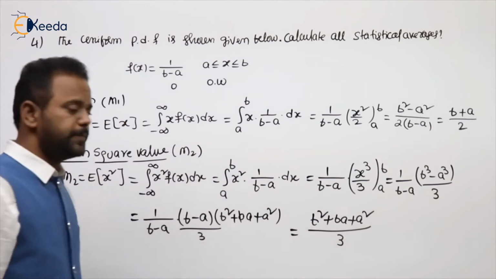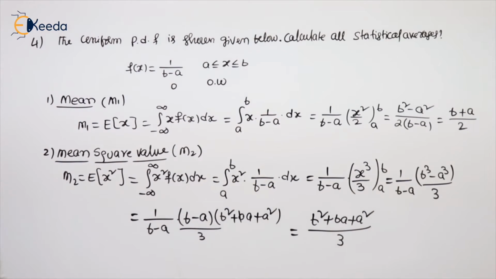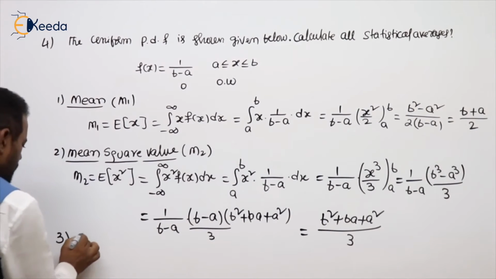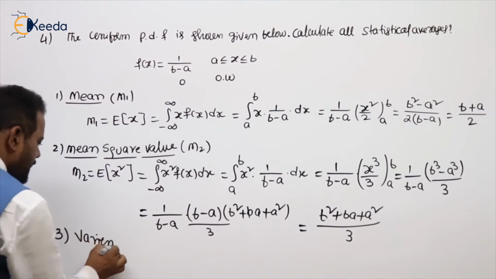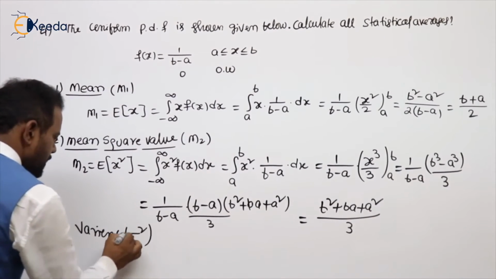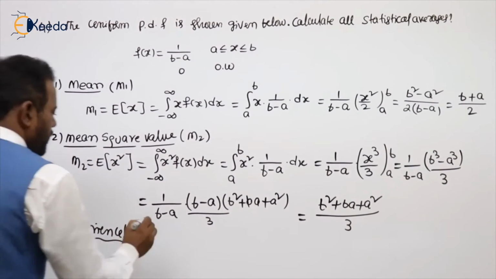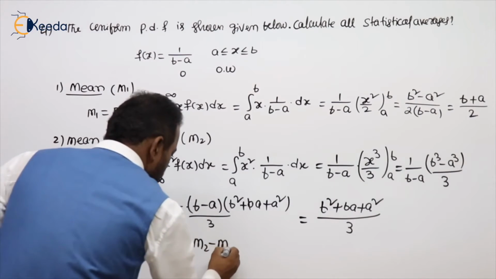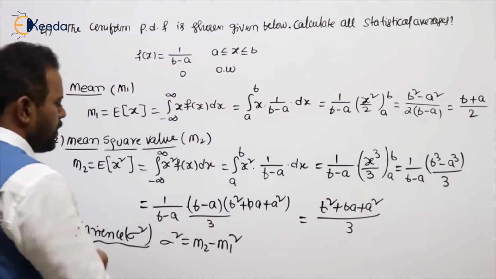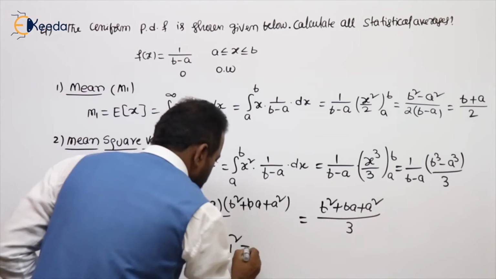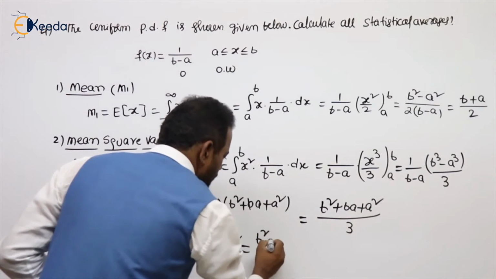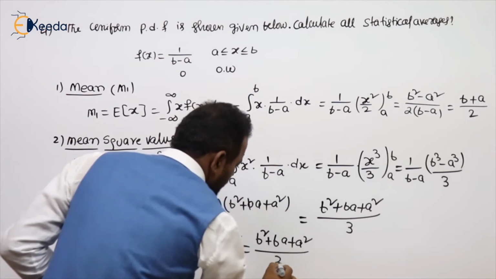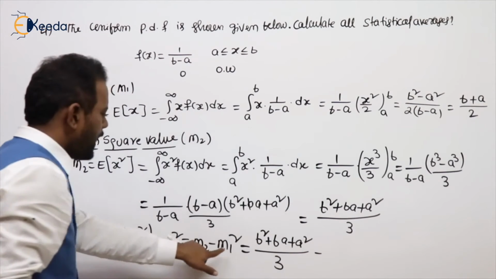That is nothing but the mean square value, of course called power. What is the third parameter, sir? The third parameter is variance. Variance means sigma square. What is sigma square? It is nothing but m2 minus m1 square. What is m2, sir? Just now we got (b square plus ba plus a square) divided by 3, minus m1.